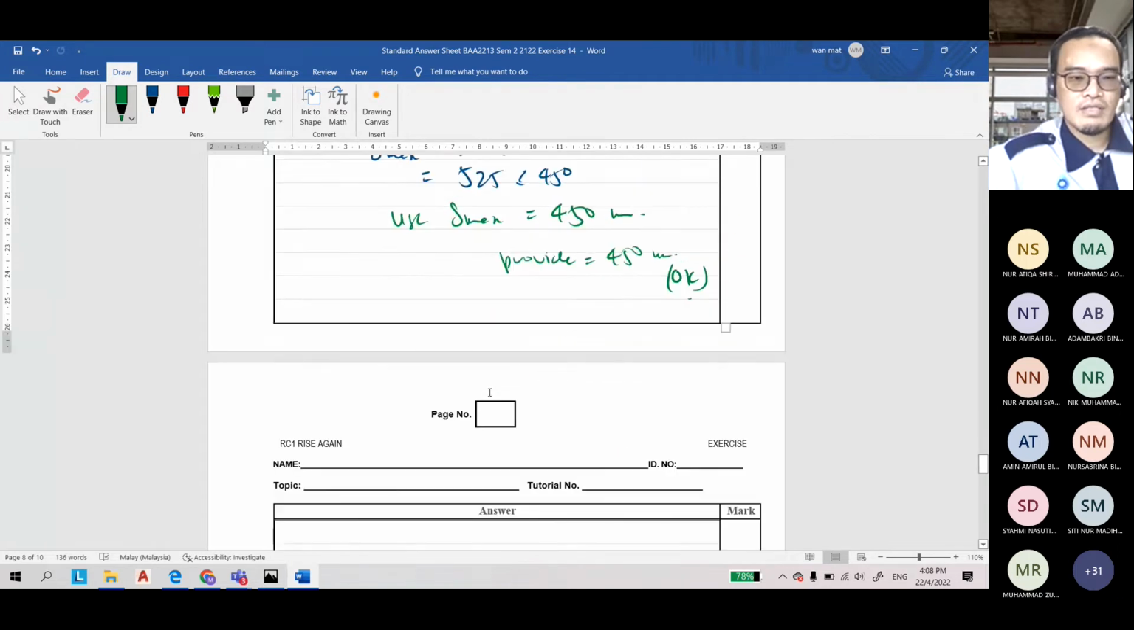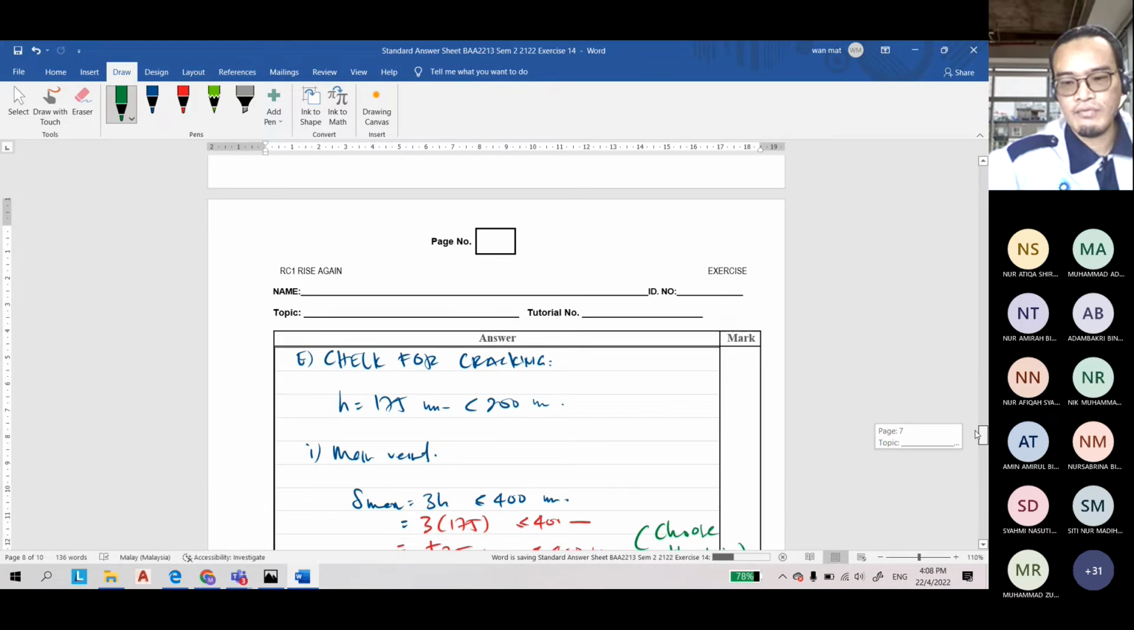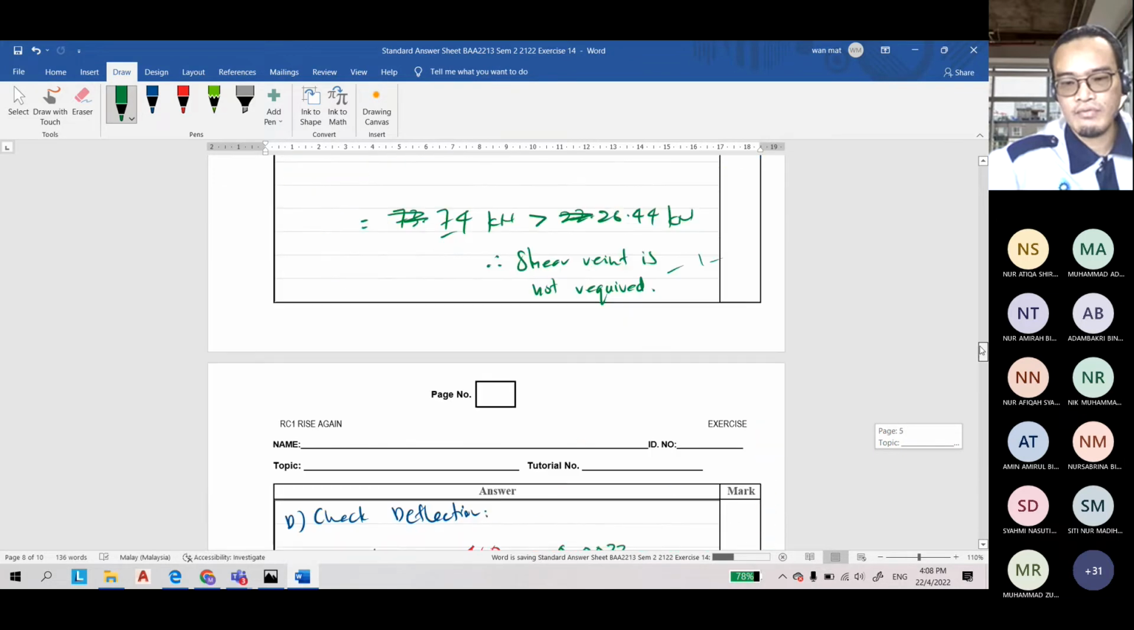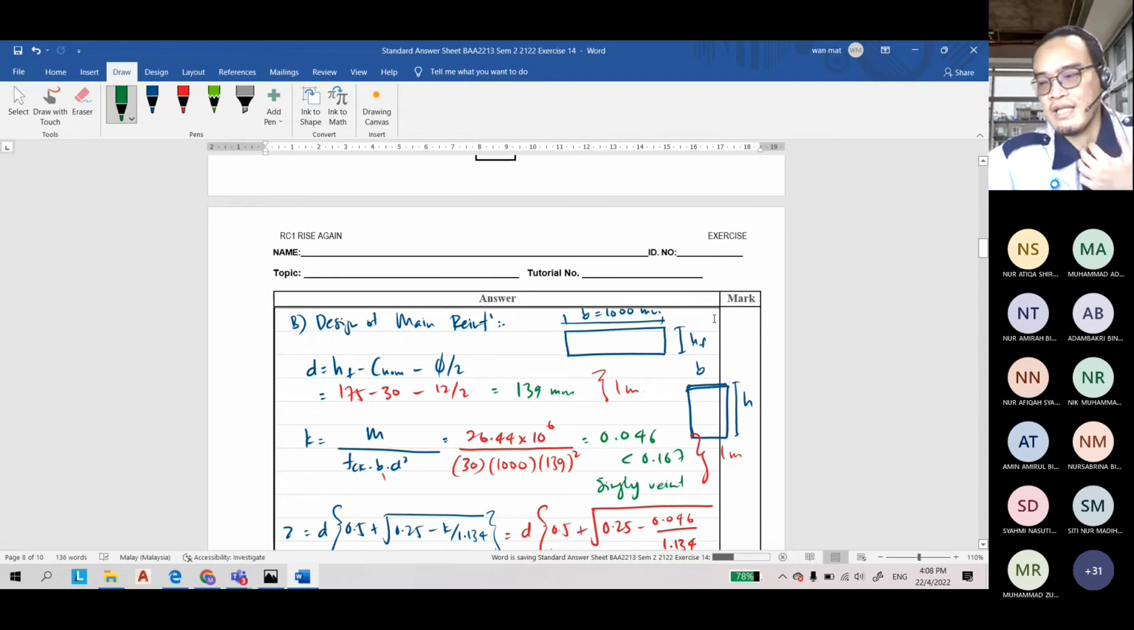Okay, any question for the simply supported slab? Before we have a short break, about 10 minutes break, and then we will move to continuous one-way slab. Okay, I believe we can finish the slab design by 2 or 3 lectures only.